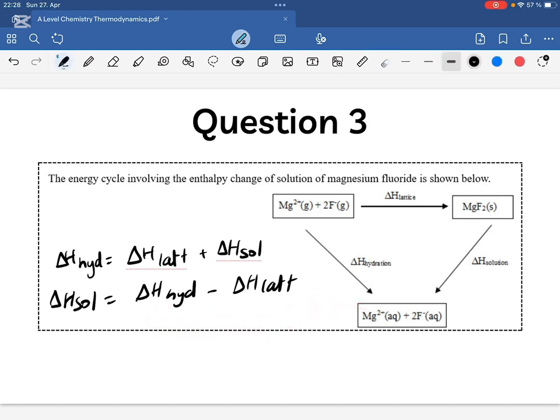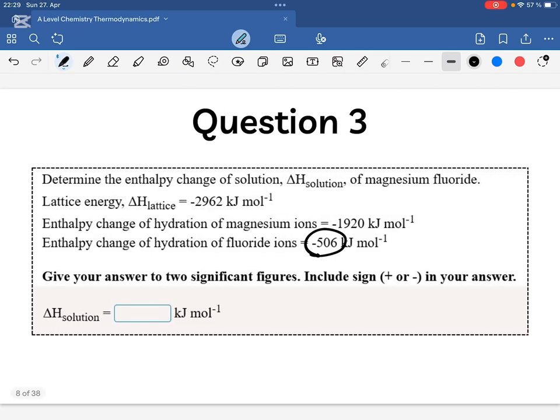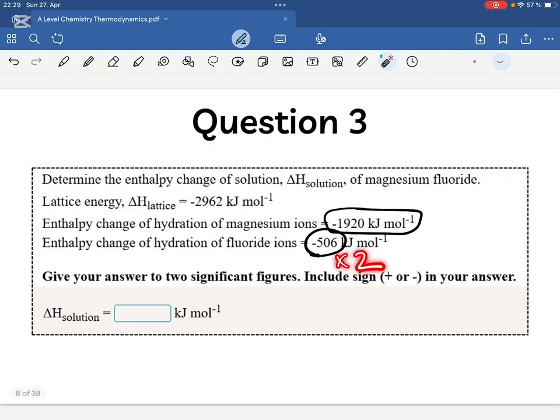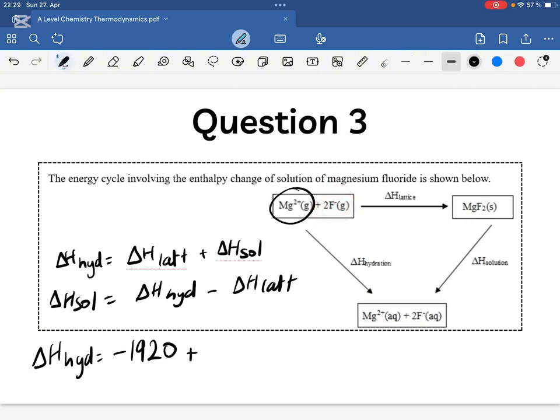So let's first find the delta H hydration. The delta H hydration is going to be equal to the delta H hydration of the magnesium ions, which are 1 mole of magnesium ions, and it's going to be minus 1920. So we're going to put minus 1920, and we're going to add to it the enthalpy change of hydration of the fluoride ions. However, this needs to be multiplied by 2 because we have 2 moles of fluoride ions. So it's going to be plus minus 506 times 2. And the answer for delta H hydration will be minus 2932.